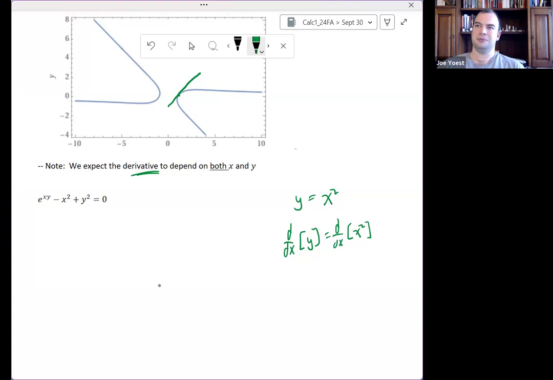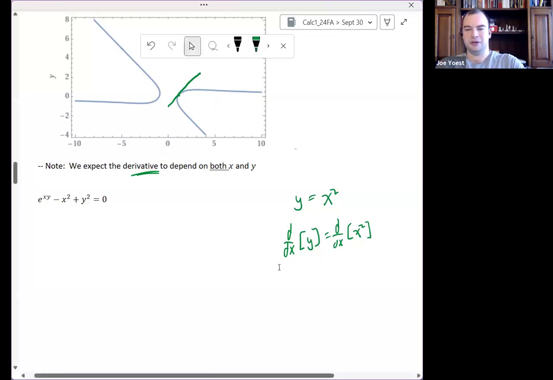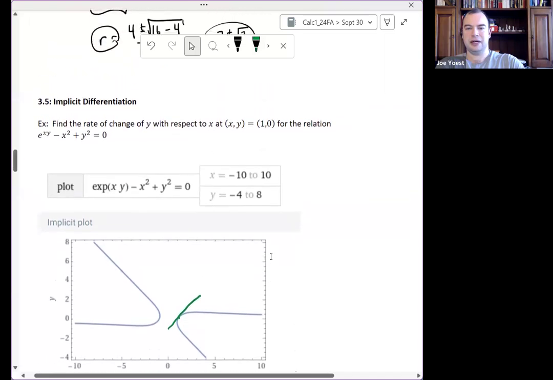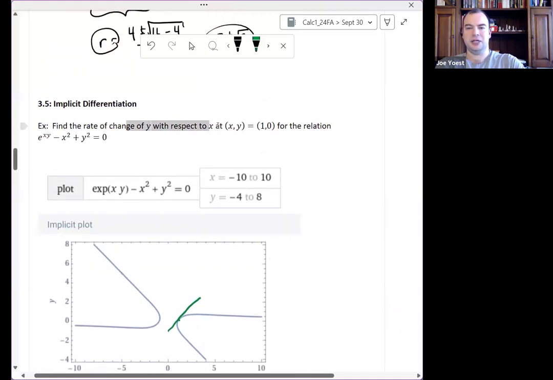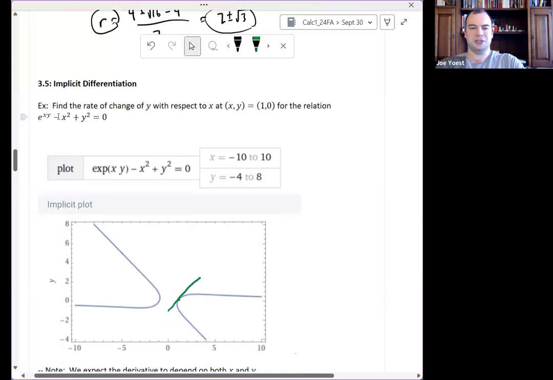Note that just saying differentiation isn't actually enough here. I kind of have two variables and it's not really clear what role which variable is playing. So I have to be very clear that I'm differentiating with respect to x, right? I asked for the change of y with respect to x. We have to be very clear which one is, from the standpoint of the derivative, being treated as the independent versus the dependent variable, because it's not clear from the relation.